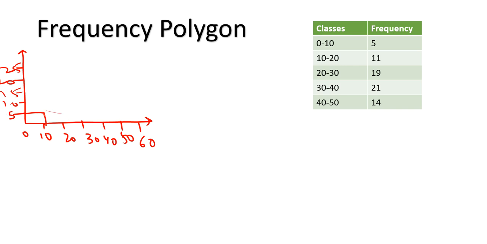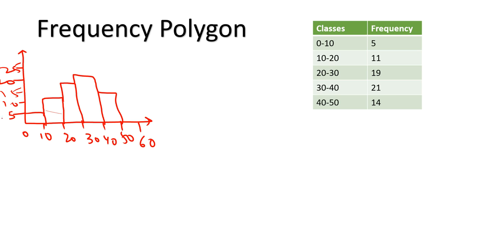Then for 10 to 20 our height is 11. For 20 to 30 our height is 19. For 30 to 40 our height is 21. For 40 to 50 our height is 14.